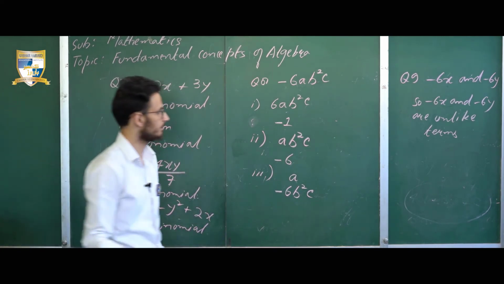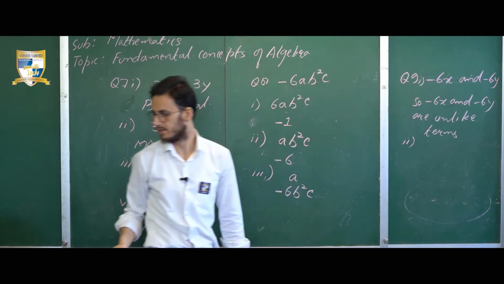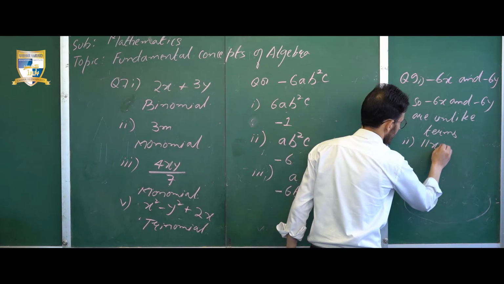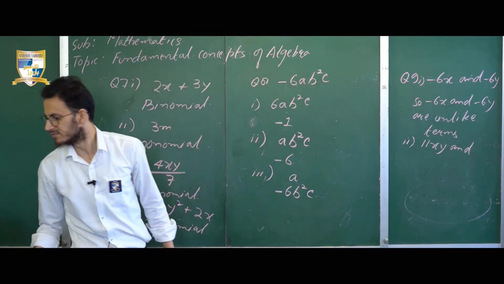Part second. This was part first. Part second. 11xy and minus 5 upon 2 xy.